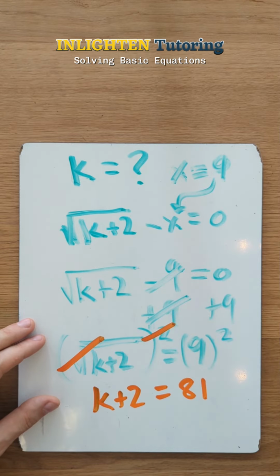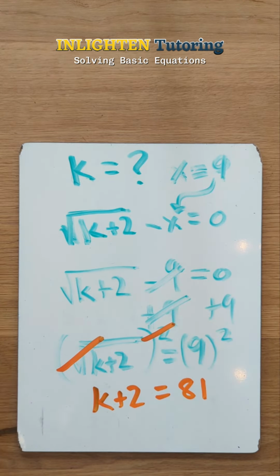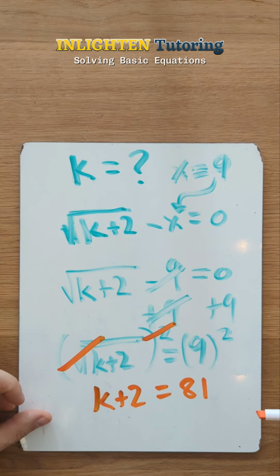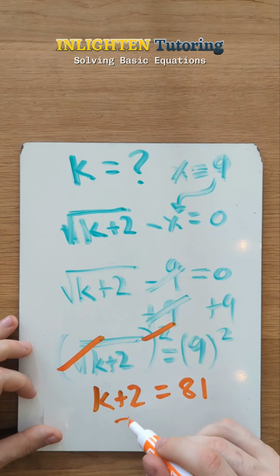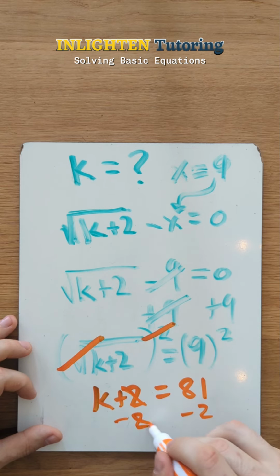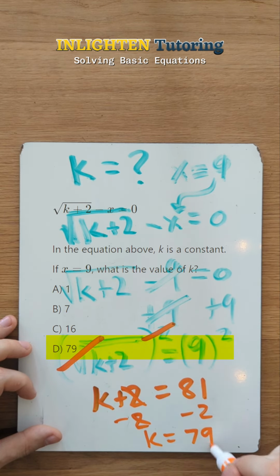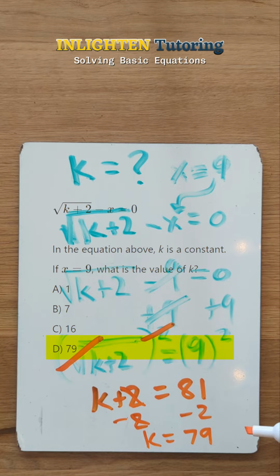And it turns the 9 into 81. We're at the last step here, which is to remove this 2. Again, I'm going to do the opposite to both sides, which is subtract. Makes it go away. k equals 79. And that is going to be choice letter D.